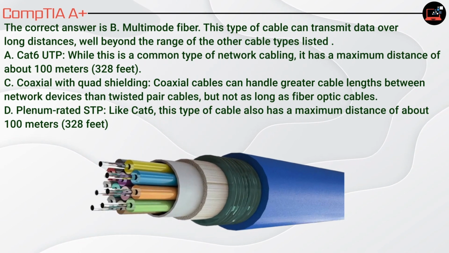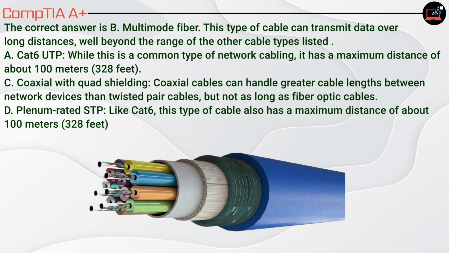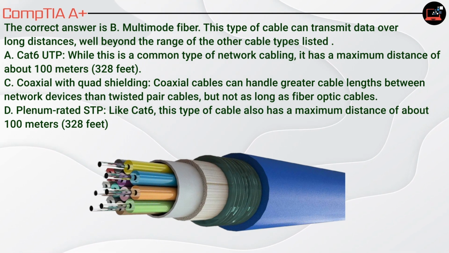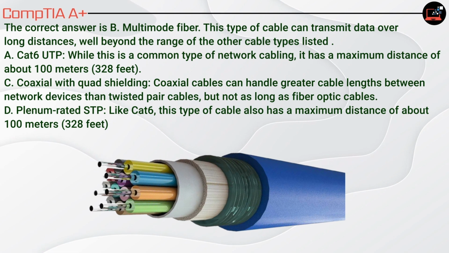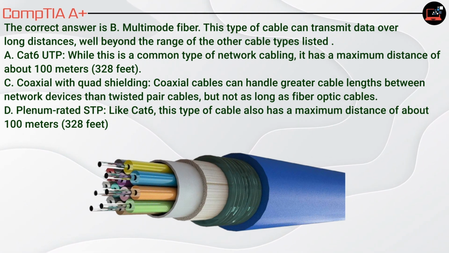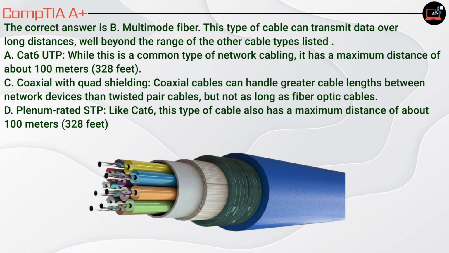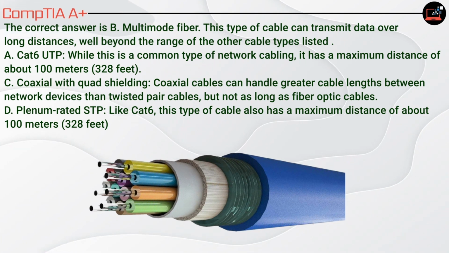The correct answer is B. Multimode fiber. This type of cable can transmit data over long distances, well beyond the range of the other cable types listed. A. Cat6 UTP. While this is a common type of network cabling, it has a maximum distance of about 100 meters, 328 feet. C. Coaxial with quad shielding. Coaxial cables can handle greater cable lengths between network devices than twisted pair cables, but not as long as fiber optic cables. D. Plenum rated STP. Like Cat6, this type of cable also has a maximum distance of about 100 meters, 328 feet.